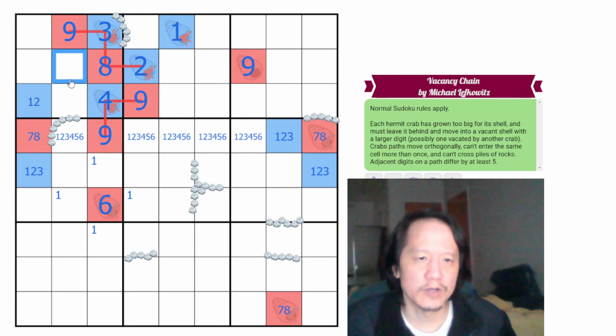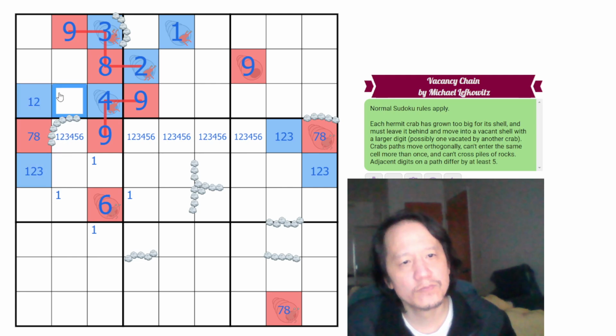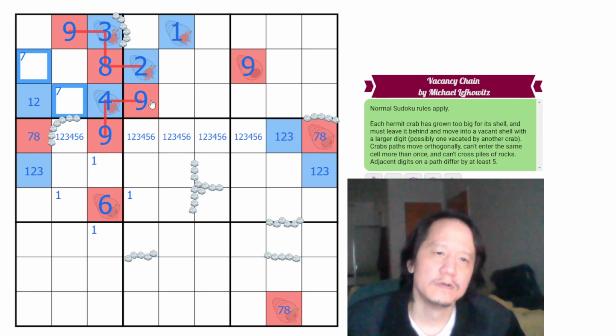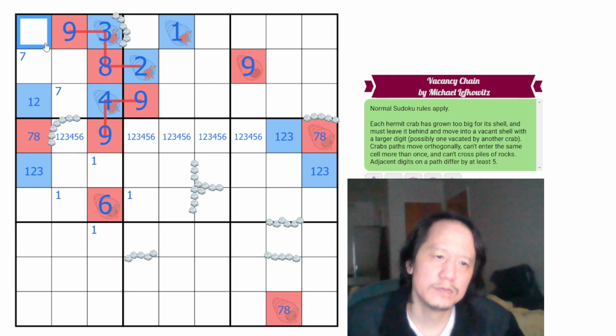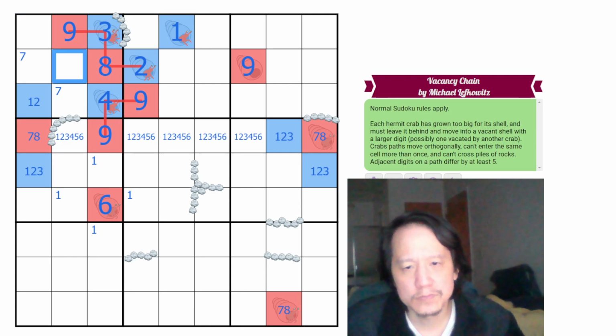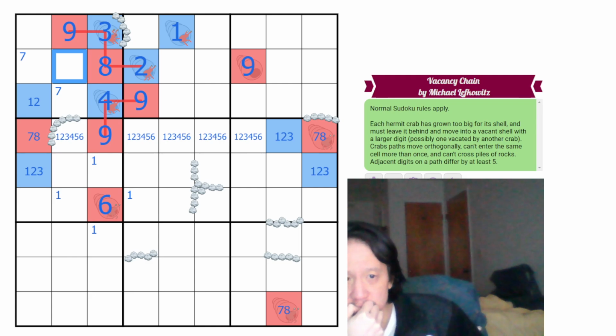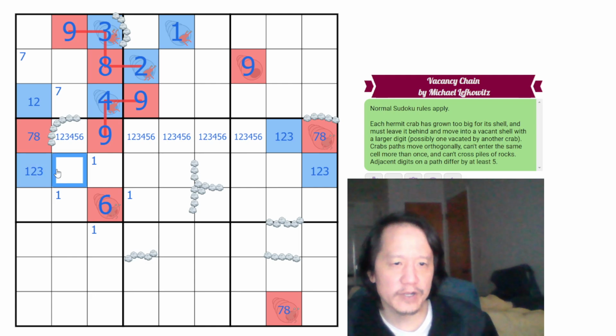So it could go here. That would be 1, in which case that's 2, in which case that could be 1. So one of these two is 7. So the 7 has to be one of these two. And this could be 1 or this could be 2. So either this is 7 or 8, or this is 7 or 8. It has to connect through here somehow, right?